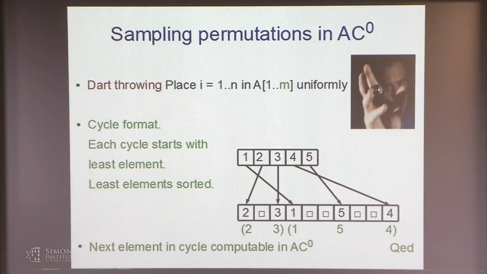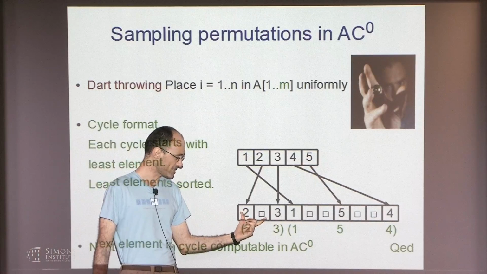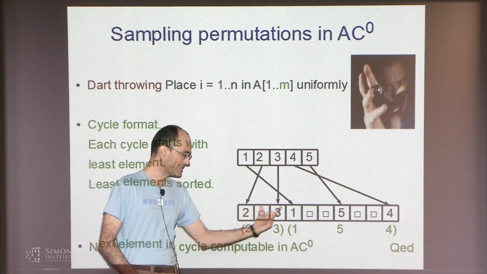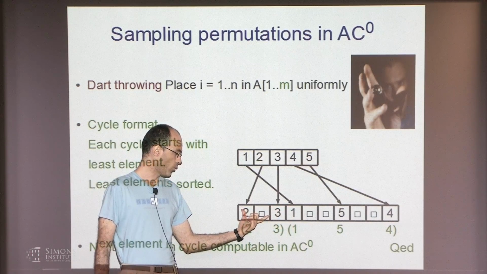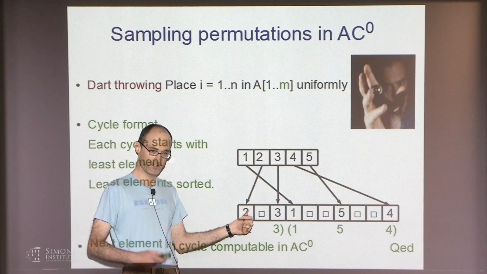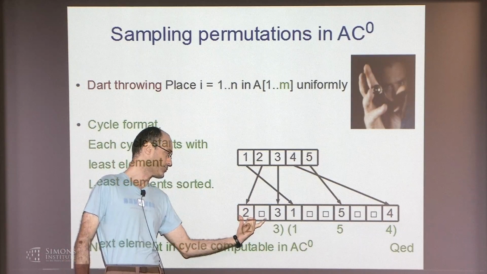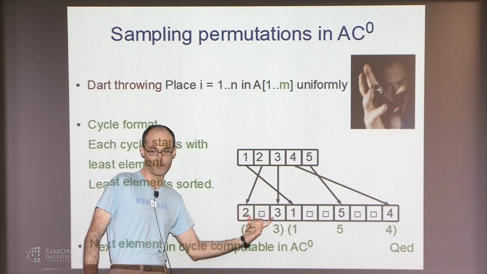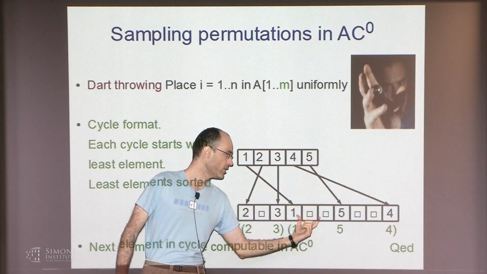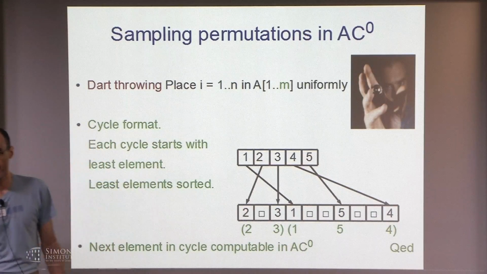What do you mean by least element sorted? Each cycle will have its least element first, and you write the cycles so that the one which has the smallest least element among all cycles comes first. So here I have to write down 2, 3 first, and then I have to put 1, 5, 4. Okay, I cannot do it the other way around.